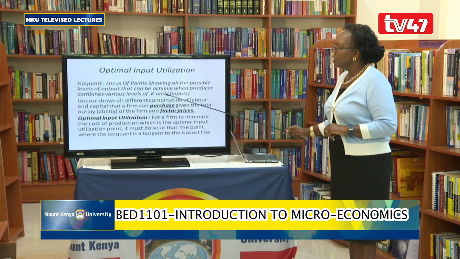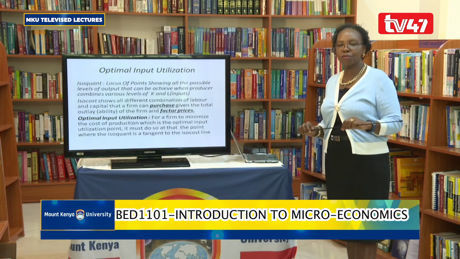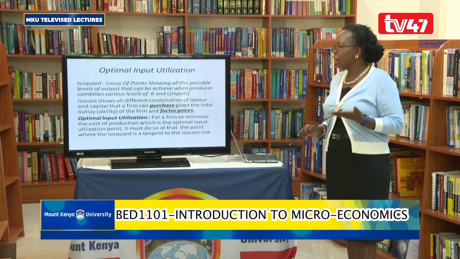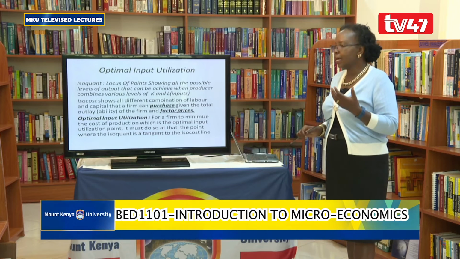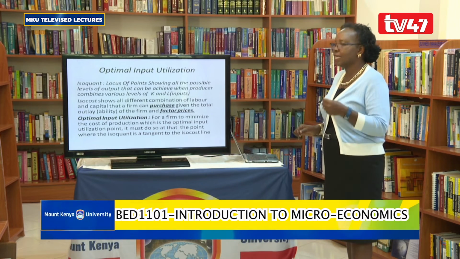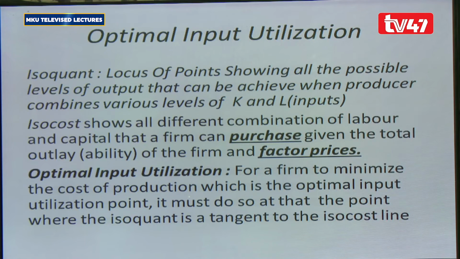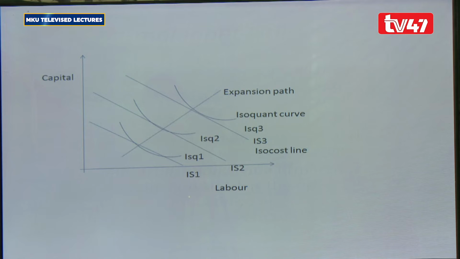Now, these two have a cost attached, which means that the producer must always look at how much of K and L he can afford to purchase at a given price. That is demonstrated through what we call the isocost. For a firm to minimize the cost attached, it must operate at the point where the isocost curve touches the isoquant curve. We will show that on our next slide.